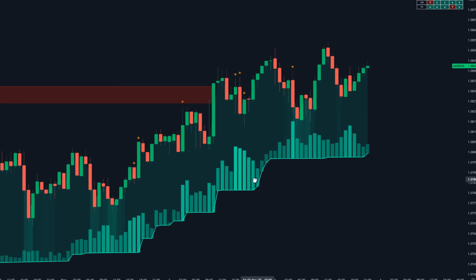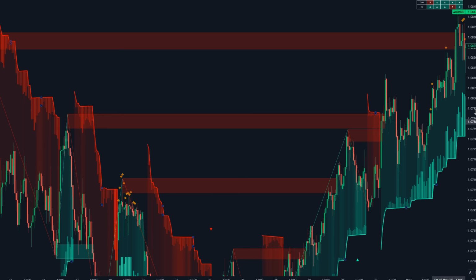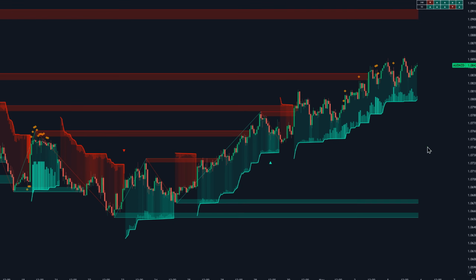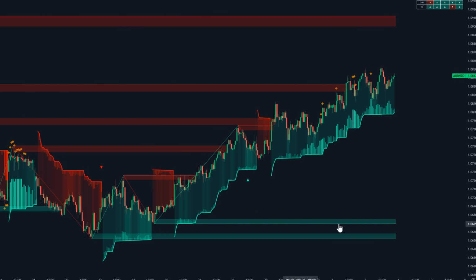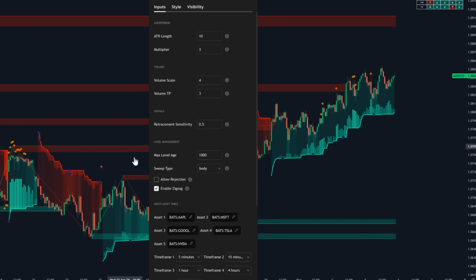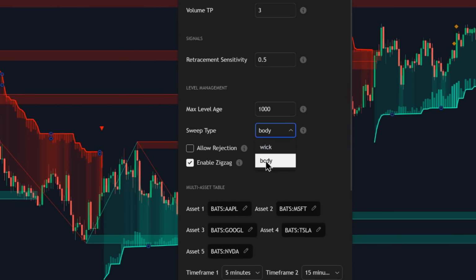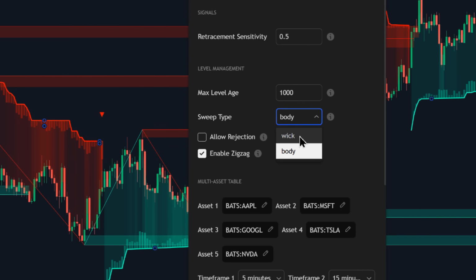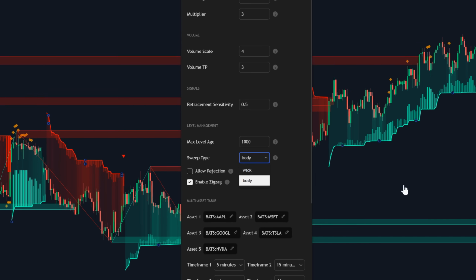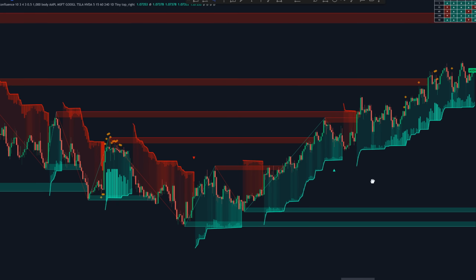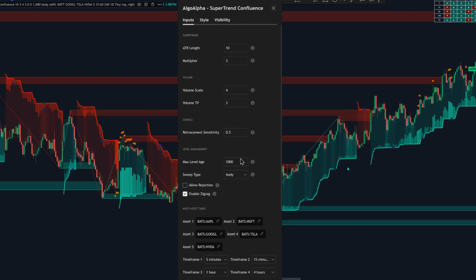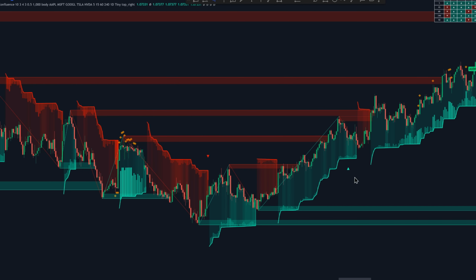Now, the automatic structure levels are where this gets really tactical. The script draws clean horizontal levels at meaningful transitions and lets you define how they're validated or invalidated. If you choose body, price needs a full candle close through the level to kill it. If you choose wick, a single wick breach is enough, faster but riskier. You can also control expiry and rejection behavior so levels don't linger forever if they're no longer relevant. That means you're defining structure with rules up front, not redrawing lines after the fact.